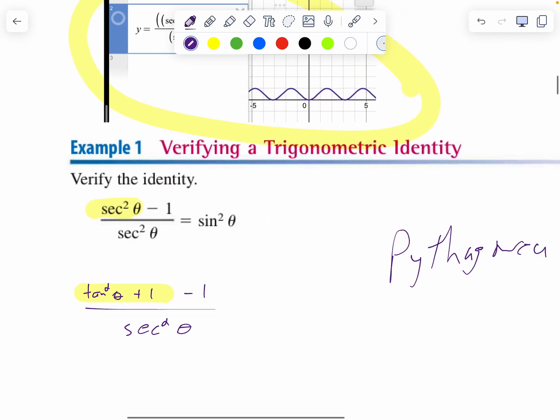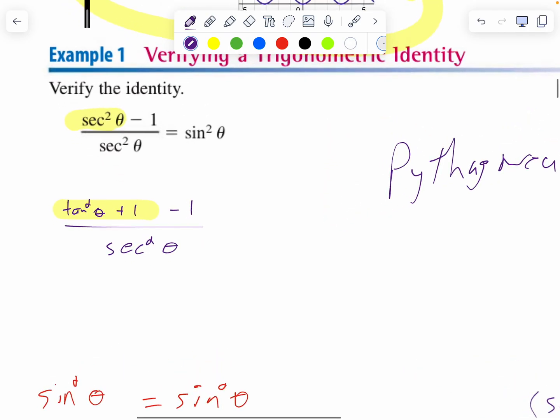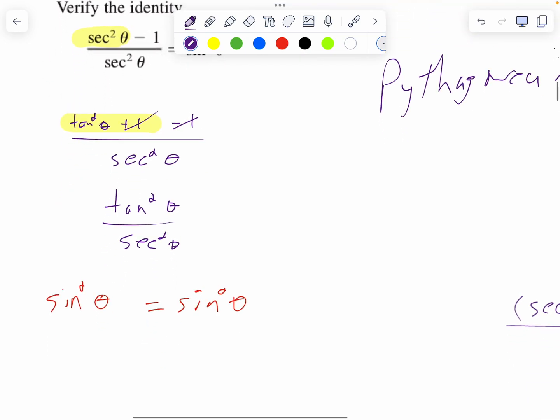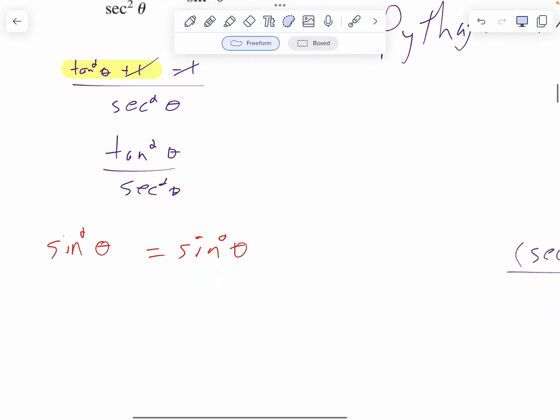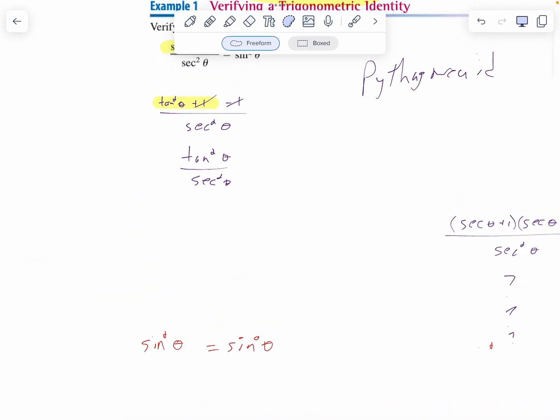So, in my attempt 2, I'm going to try using an identity. The yellow highlight becomes the yellow highlight. And in this attempt 2, plus 1 minus 1 cancels out, and I'm now down to tangent squared theta over secant squared theta. Oh, I'm getting somewhere. I'm not there yet. I'm moving my last line down. I know that I'm done when I get sine squared theta equals sine squared theta.